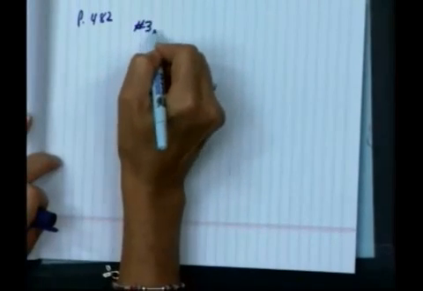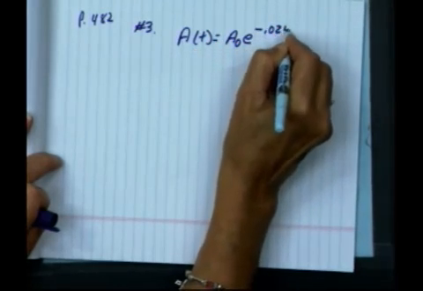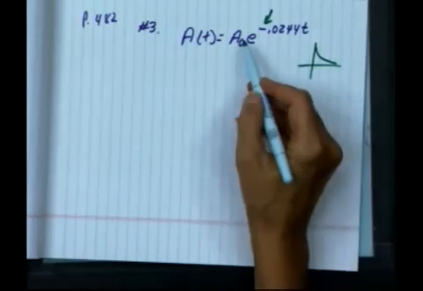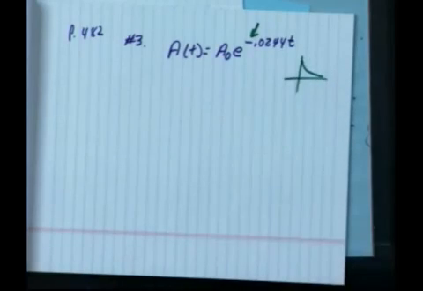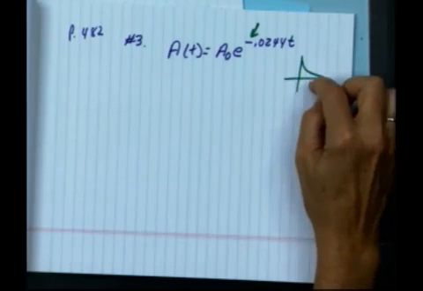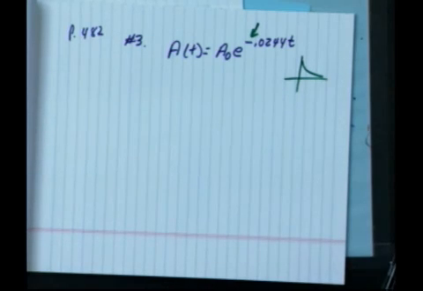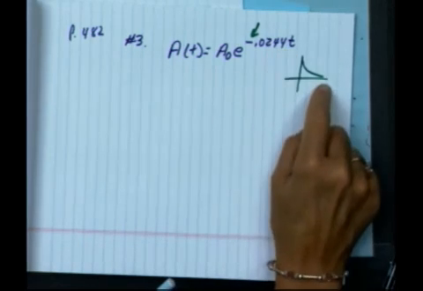Okay, this is page 482. We're looking at number 3. And we have A of t equals A sub 0 e to the negative 0.0244 t. Okay, again, because you have the negative right here, you know it's going to look like this. Will this thing ever equal 0? Will e to some power ever equal 0? No. So what's going to happen is it's going to get very close to 0, but it never totally gets gone. There's always just some minor trace. It might be so small you can't trace it, but it never reaches 0. It approaches 0. The t-axis is your asymptote.